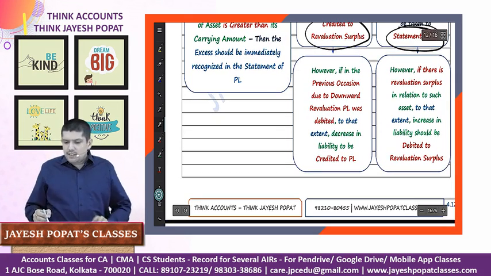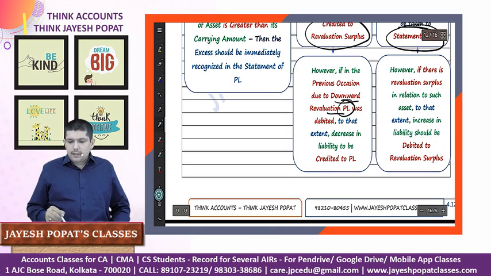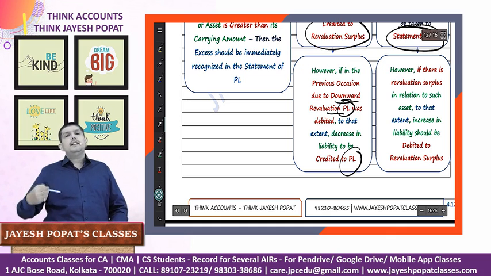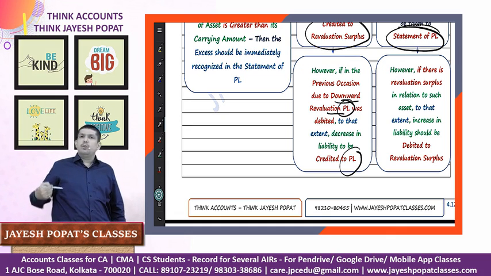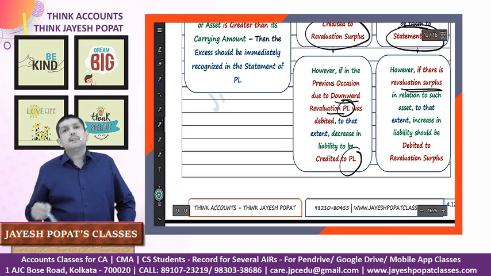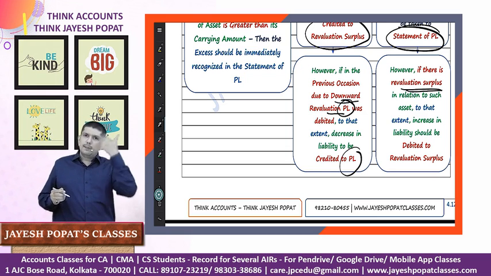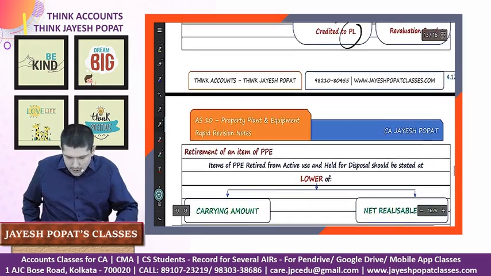Higher, but in the previous occasion, there was a downward revaluation and it was debited to the PL, then to that extent you credit to the PL, and if you need to credit more, you will choose revaluation surplus. Same way, if there was revaluation surplus in the earlier period, first you will debit the revaluation surplus. Any debit more than the balance in the revaluation surplus will be debited to the statement of profit and loss.